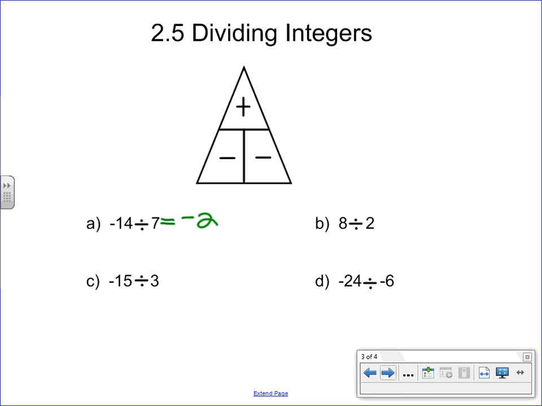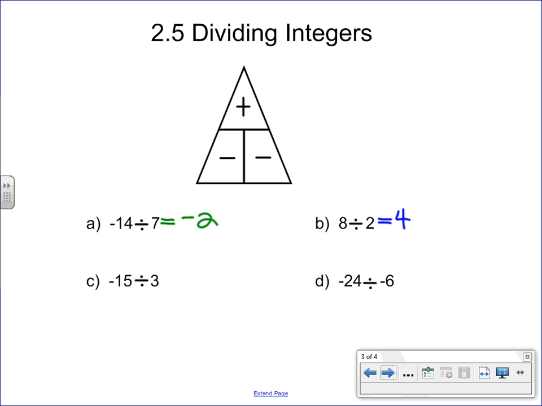For B, we have a positive 8 divided by positive 2. And again, this is an example where our triangle doesn't really fit this problem because there's not two positives in the triangle that we can cross off. So you need to rely on the fact that you've always been working with positive numbers since you could count. So a positive divided by a positive is going to equal a positive. And in this case, 8 divided by 2 is 4.